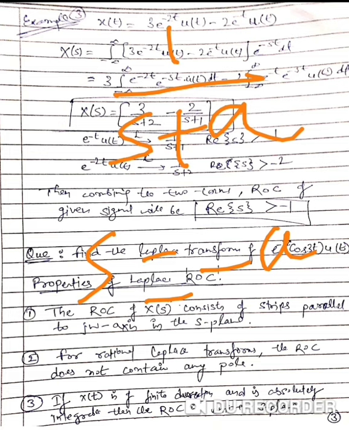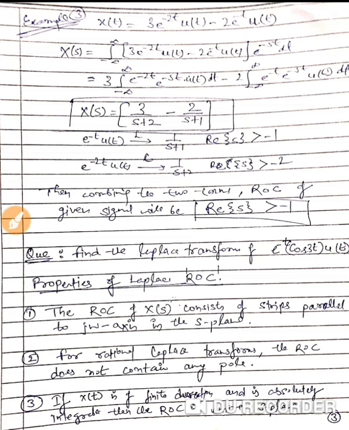This point will not be included in the ROC. Okay, so the third property is, if x(t) is a finite duration signal and is absolutely integrable, then the ROC will be the entire s plane.